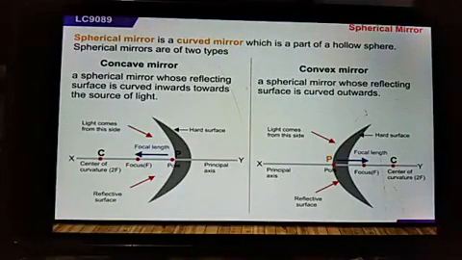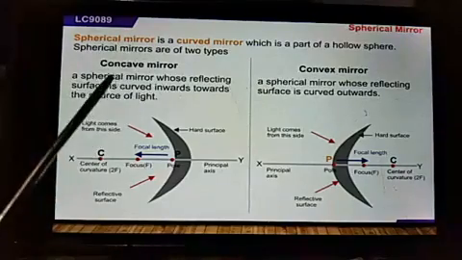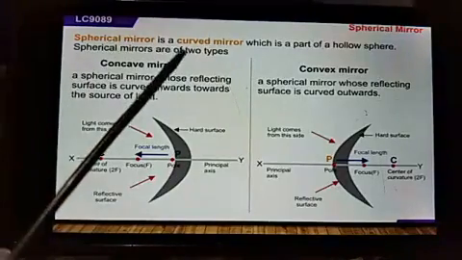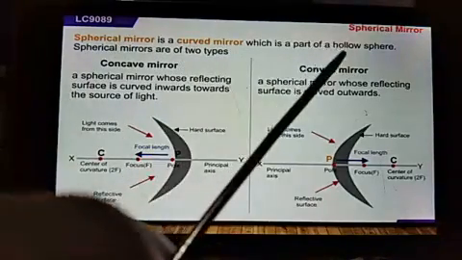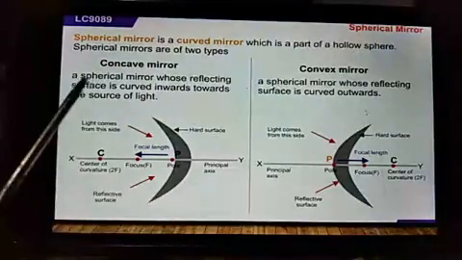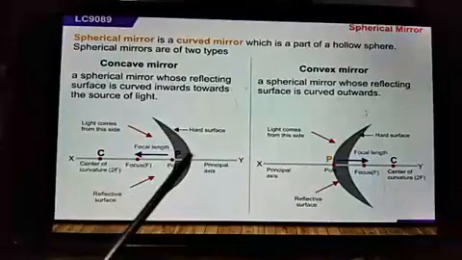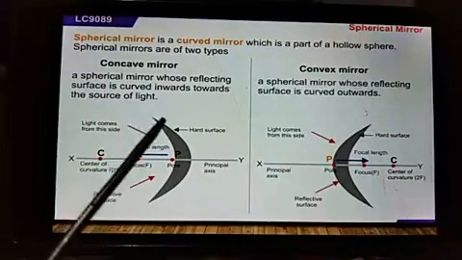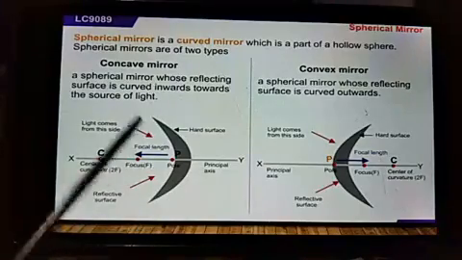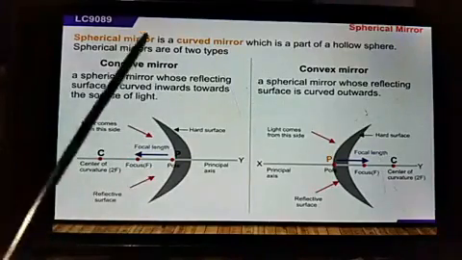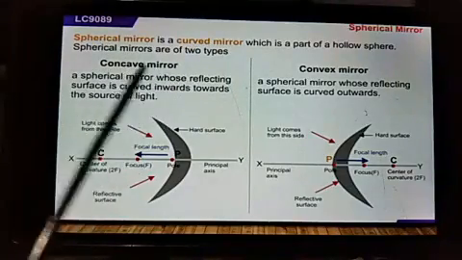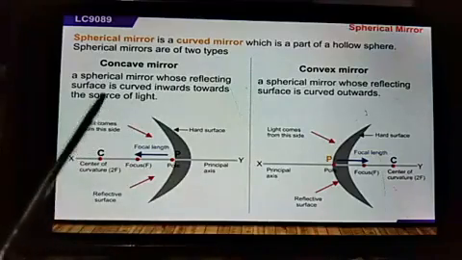Now, more about the concave and convex mirror. Here you can see there are two spherical mirrors. Spherical mirror is a curved mirror which is a part of a hollow sphere. Hollow sphere means if we consider it a sphere, then spherical mirror is a part of the sphere. It is also known as curved mirror. Now it is of two types, concave mirror and convex mirror.